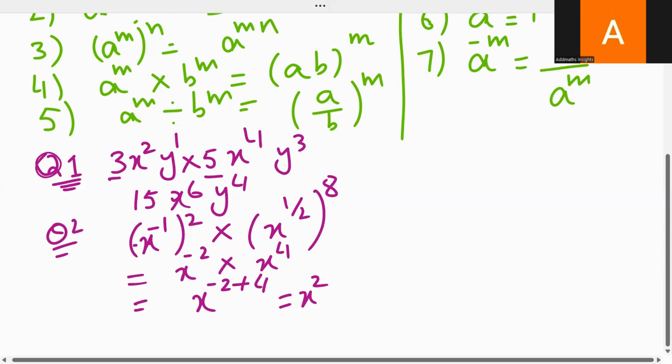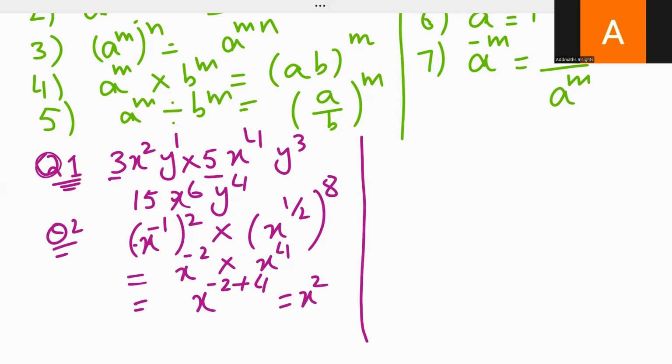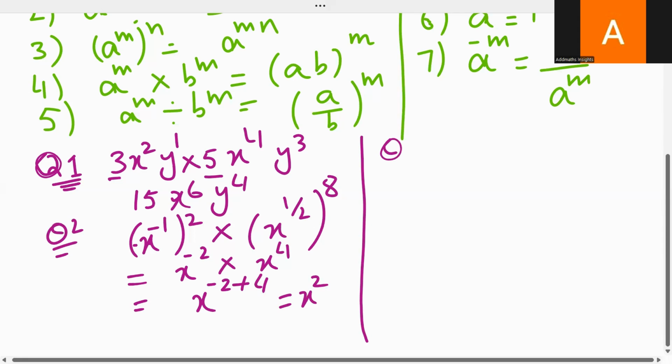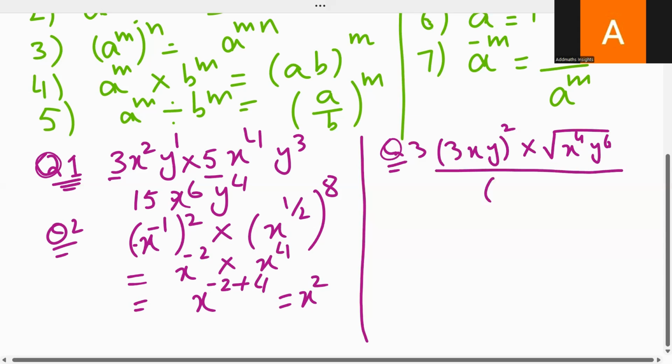Now I give you more examples. For example, the question is, okay, you have to simplify an expression of the type (3xy squared) times the square root of (x^4 y^6), divided by (2x^4 y^3) whole squared.